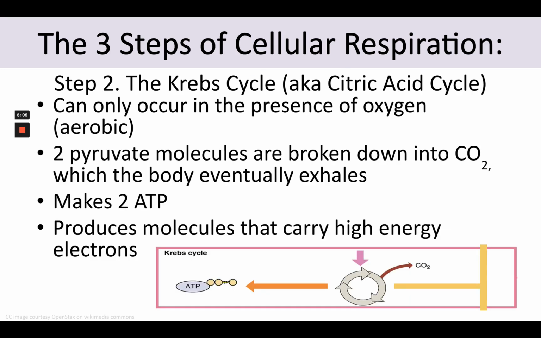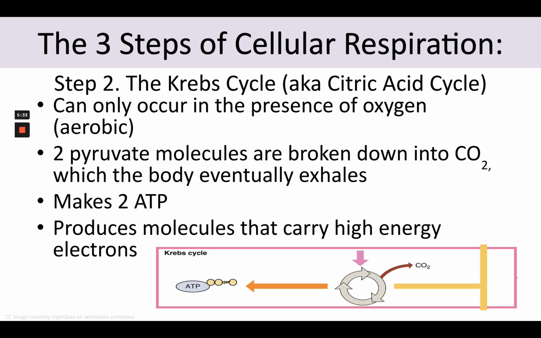Step 2 of cellular respiration then is the Krebs cycle. It's sometimes referred to as the citric acid cycle as well. They mean the same thing. This part of cellular respiration, though, can only occur in the presence of oxygen. That means oxygen has to be present in order for this part of the cycle to commence. That is why we refer to this as the first part of aerobic respiration, aerobic meaning with oxygen.